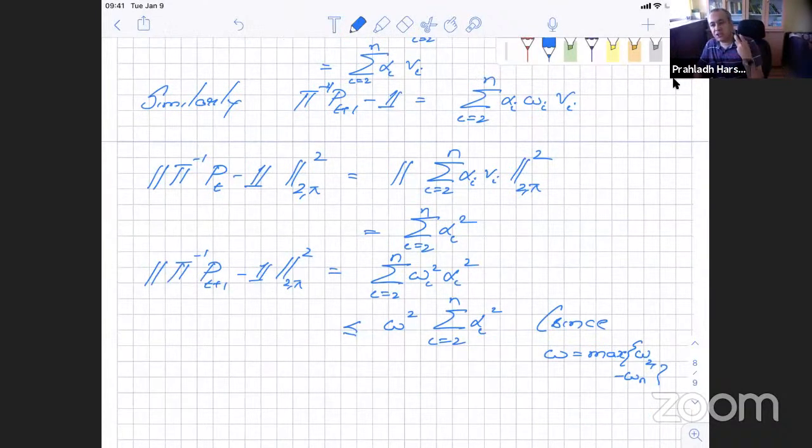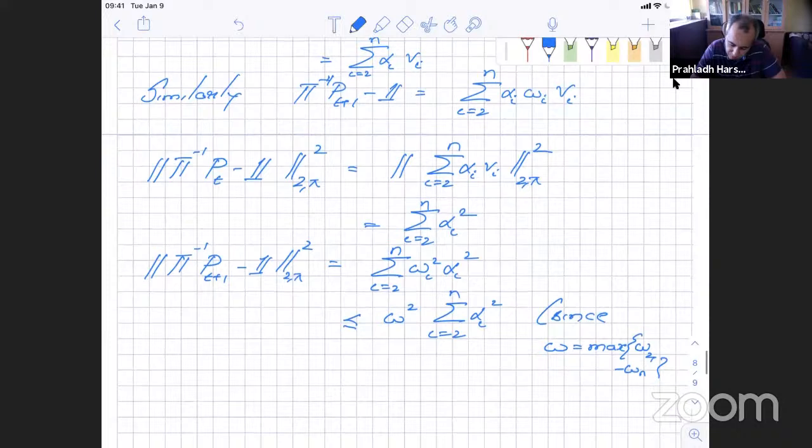This tells you that each time you take a step, this norm shrinks by a factor omega square. And if omega is bounded away from 1, that means each time you take the step, this norm is going to shrink. So eventually, after a significant number of steps, it's going to 0. And this is what we want. And this will show that eventually, this difference, this quantity, this measure.